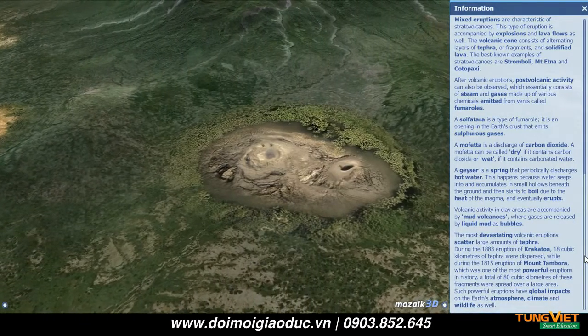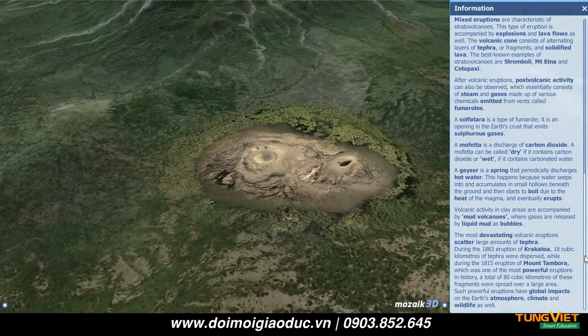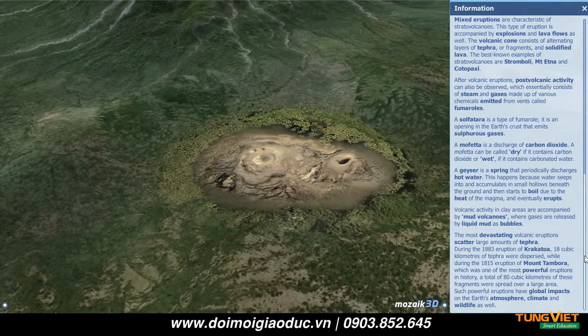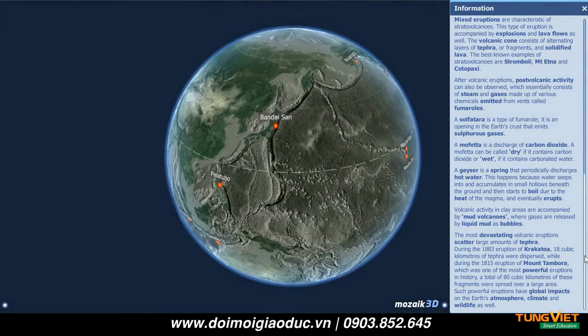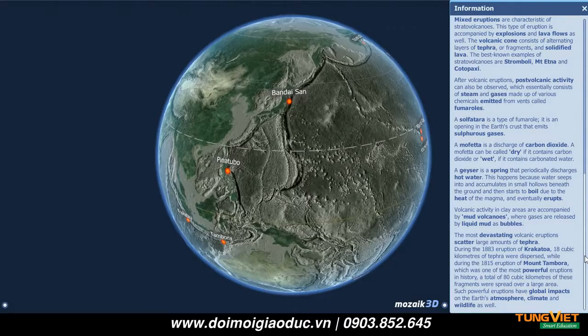Volcanic activity in clay areas is accompanied by mud volcanoes, where gases are released by liquid mud as bubbles. The most devastating volcanic eruptions scatter large amounts of tephra.